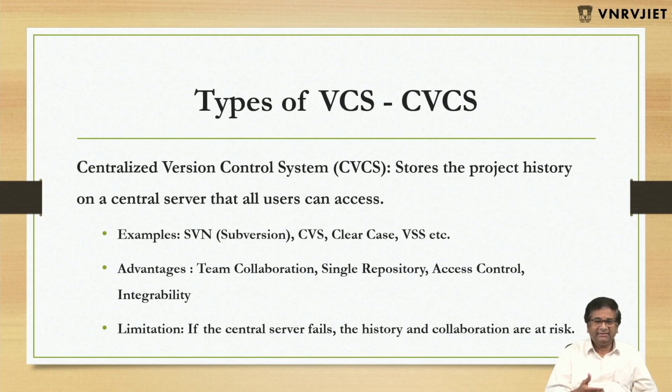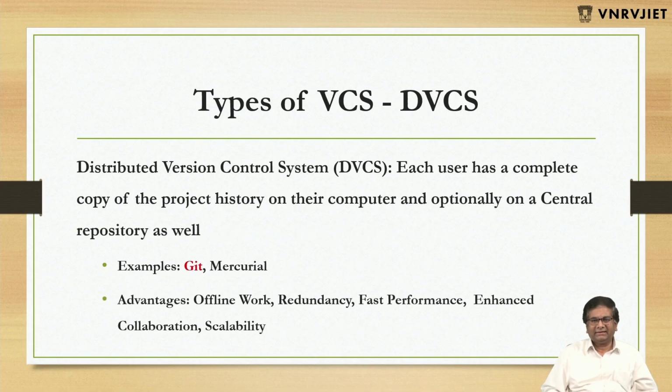The challenge is if the central server fails, nobody will have access to it, right? So again, it has to be up. If for some reason the central server machine has gone bad completely, then all the changes are gone. This is not really good. So that's the limitation of the centralized version control system. Let's see the next one.